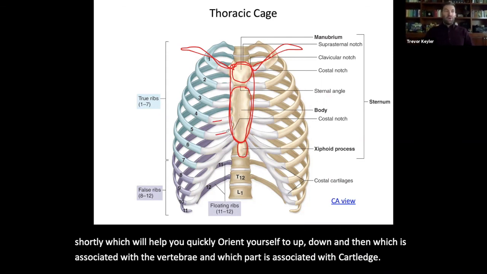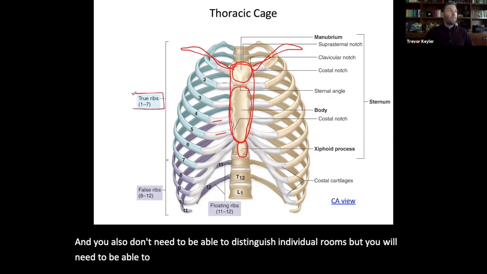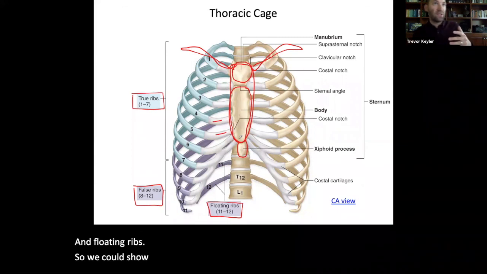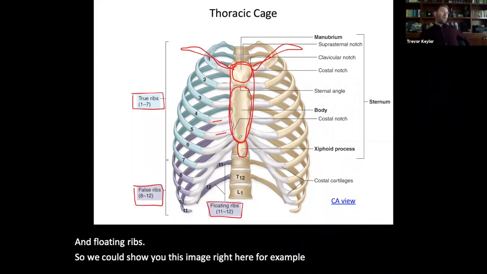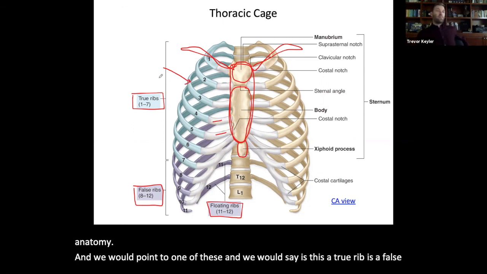And you also don't need to be able to distinguish individual ribs, but you will need to be able to distinguish true ribs versus false ribs and floating ribs. Okay, so we could show you this image right here, for example, within Complete Anatomy. And we would point to one of these and we would say, is this a true rib? Is this a false rib? Or is this a floating rib?